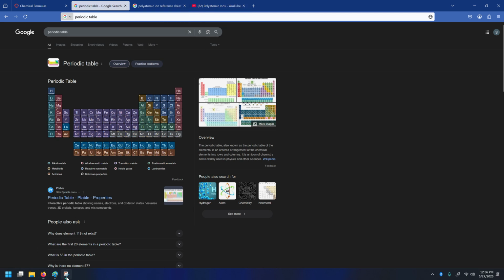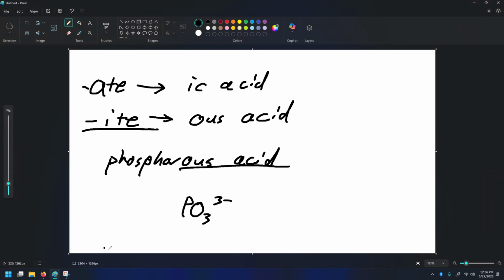Going back to here, oops. The hydrogen is going to be a +1 charge. What we're trying to do when we draw these chemical formulas is we want them to have a net 0 charge. So I have to figure out how many hydrogens I need to balance the 3 minuses. Because hydrogen is +1 and the phosphite is -3, I need 3 hydrogens in order to make this balance.